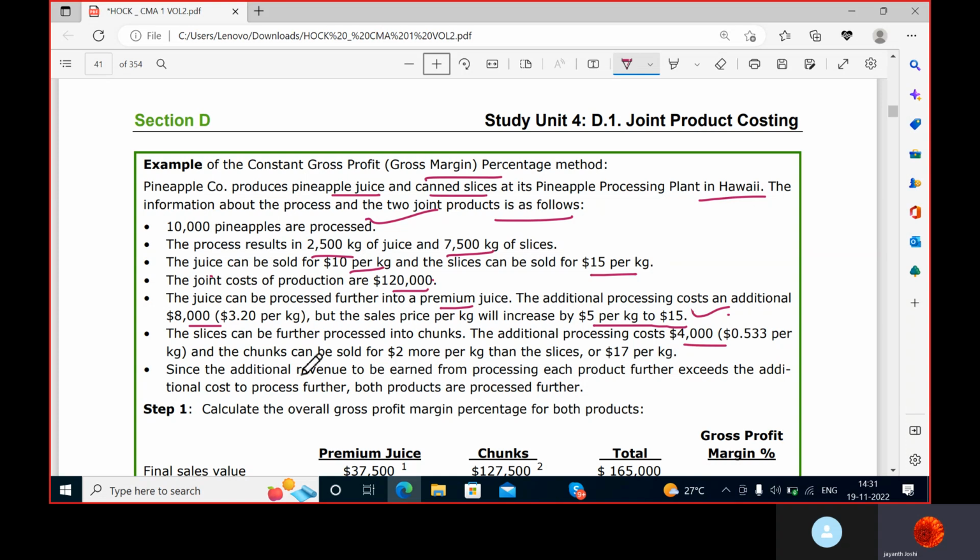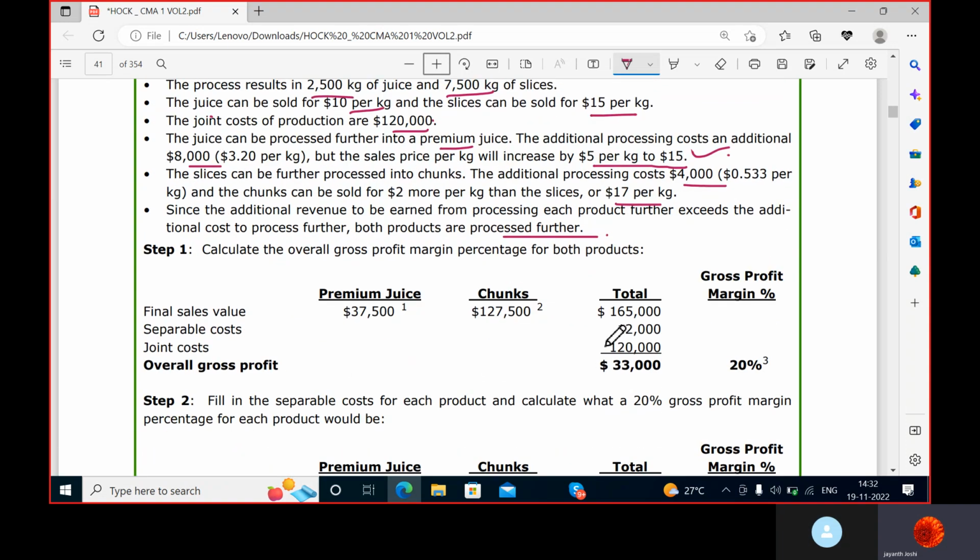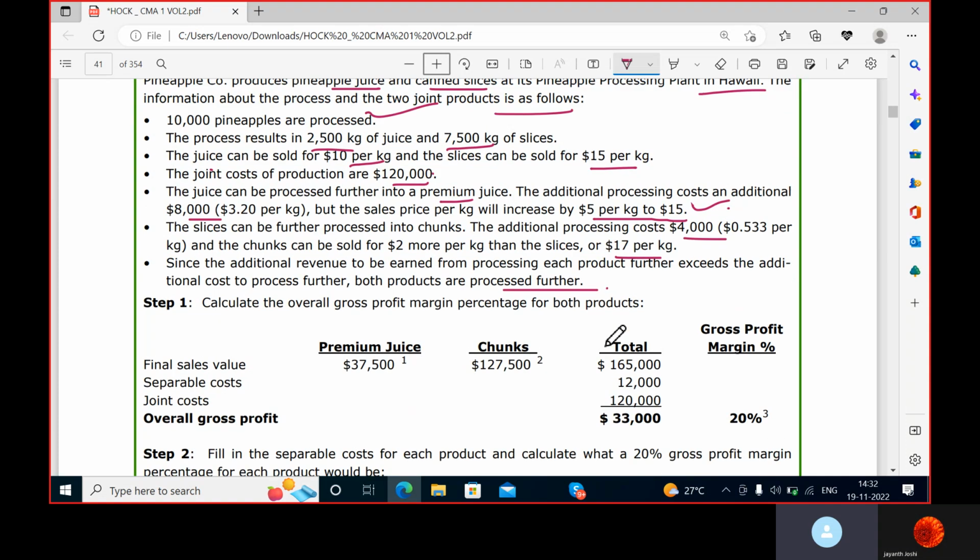Slices processing cost is this, and the chunks can be sold for $2 more per kg than slices. So it will become $17, correct? And since the additional revenue to be earned from processing each product further exceeds the additional cost to process further, both products are processed further. Fine. So you're getting additional revenue, so they decided to process it further.